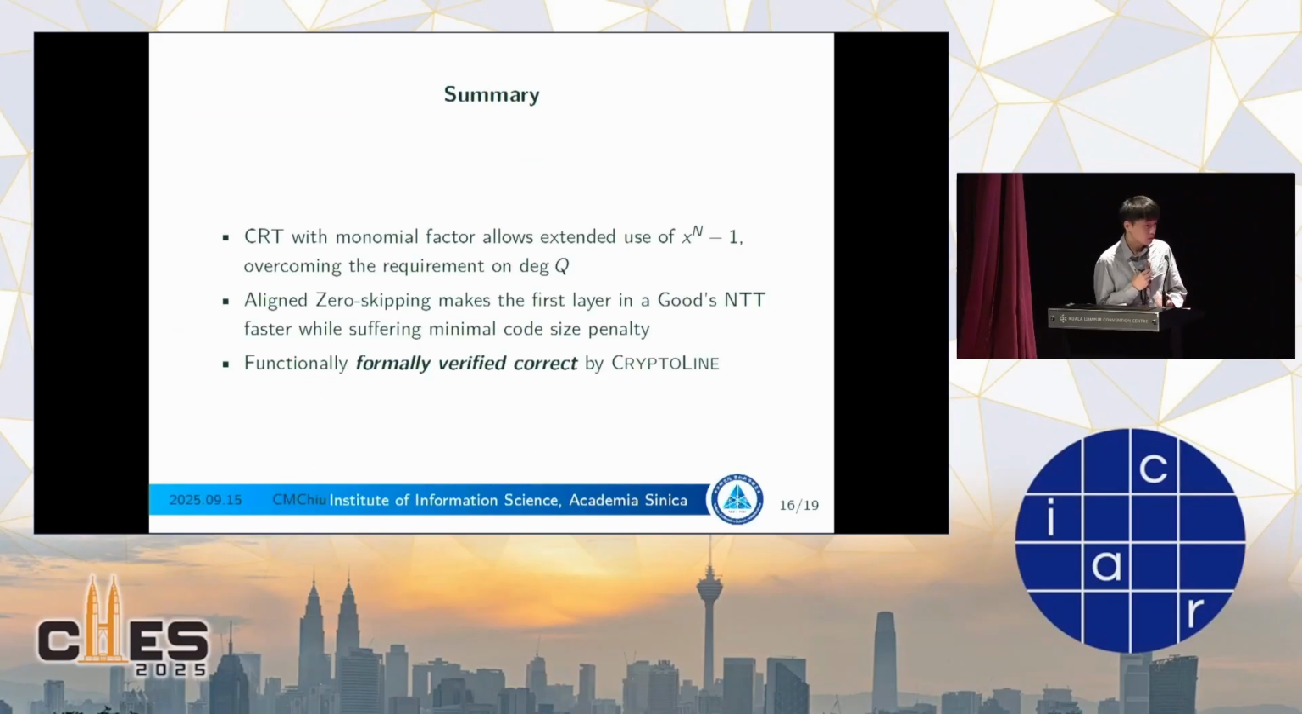To summarize, we first introduced the use of CRT with monomial factors, and that allows us to use extensively the x^N - 1 and overcome the requirement on the degree of Q. The aligned zero skipping trick makes the first layer in a Good's NTT much faster, while the code size can be kept as small as possible.